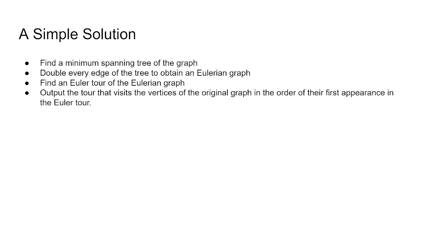After we find the Eulerian graph, we find an Euler tour of the Eulerian graph. An Euler tour is basically a cycle that uses each edge exactly once. And the last step would simply be to output the tour that visits the vertices of the original graph in the order of their first appearance in the Euler tour. So let's look at a simple example of this solution.